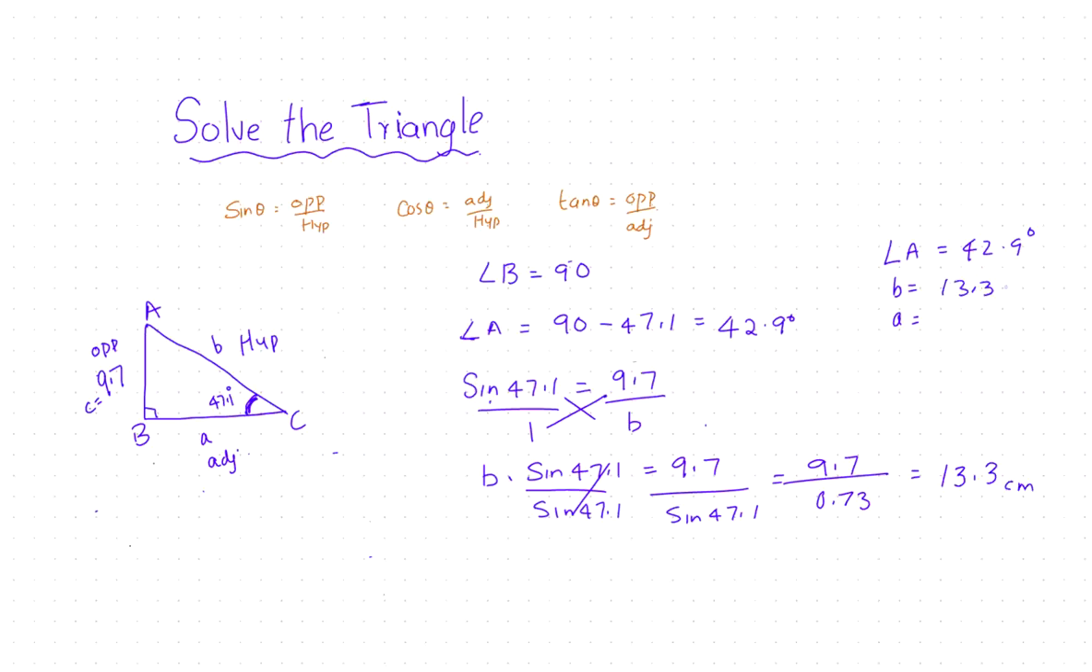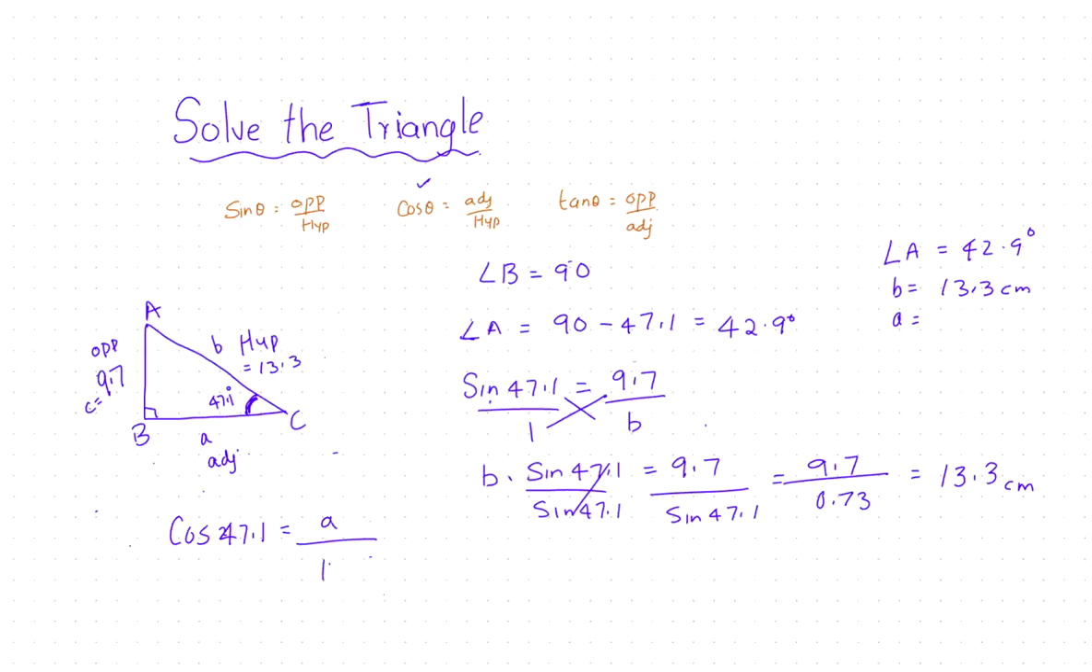Now we have to find side A. So for this angle C, this is called adjacent. And we know the hypotenuse and adjacent. We can use adjacent upon hypotenuse is cos theta. So we write cos 47.1 equals adjacent upon hypotenuse. So hypotenuse we already know, 13.3, and adjacent we have to find. So we can write A upon 13.3.